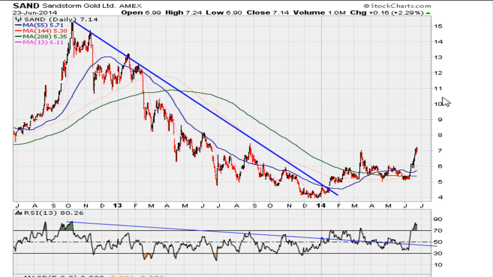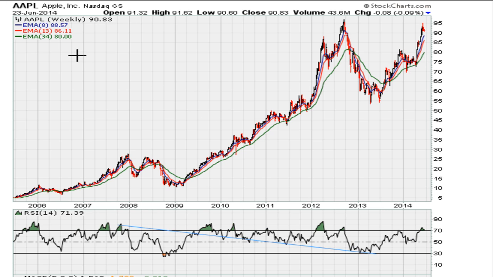Let's go on to the next example, and we are taking a look at Apple on a weekly chart going back between 2005 and 2014, so about 10 years or something like that.